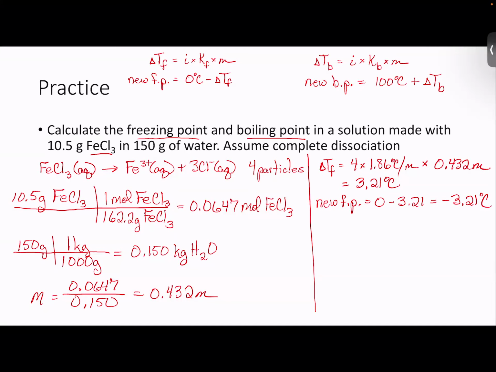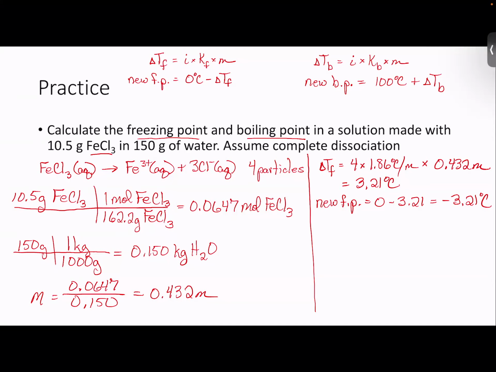Ever wonder why they use salt on the roads during the ice? Because this just lowered where ice freezes from 0 degrees down to a negative 3.21 degrees. It takes longer before it reaches that temperature, and therefore it's less likely to freeze.